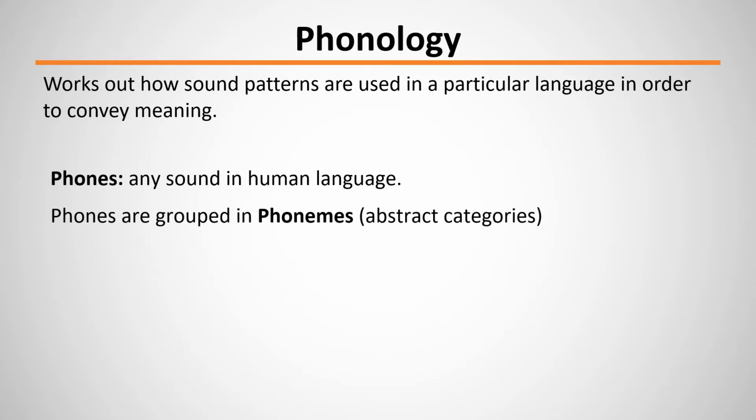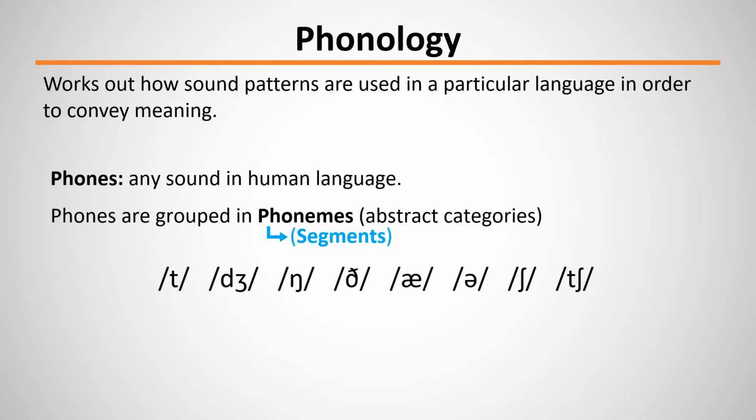Phonology groups these phones in so-called phonemes. Phonemes are abstract categories of sound. They are also called segments because they are the smallest units of speech sound within the language. And the process by which we obtain these segments is called segmentation. Here are some examples of phonemes in English.